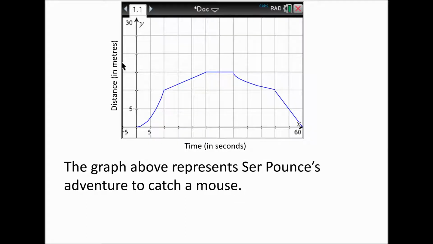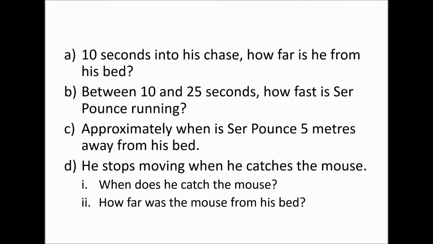The graph above represents Ser Pounce's adventure to catch a mouse. 10 seconds into his chase, how far is he from his bed? Between 10 and 25 seconds, how fast is Ser Pounce running? Approximately when is he 5 meters away from his bed?